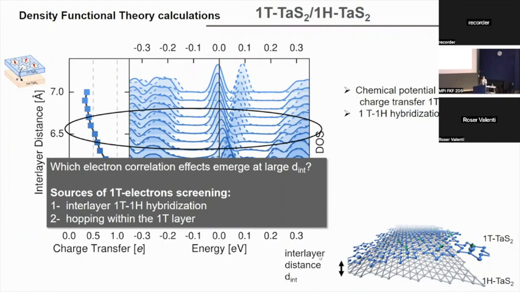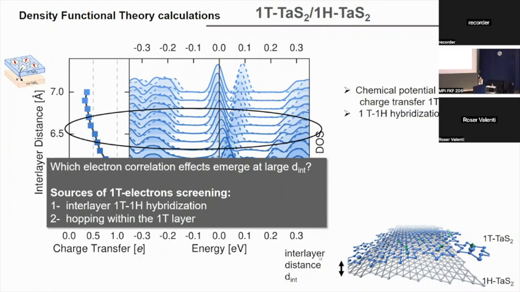Because we have now two sources of screening building this resonance peak. One is the hybridization between the conduction electrons and the local magnetic moments, the local spins of the 1T. But because we have had this charge transfer, we also have doping within the 1T layer. So we also have screening due to the other 1T electrons. So how do we investigate that?